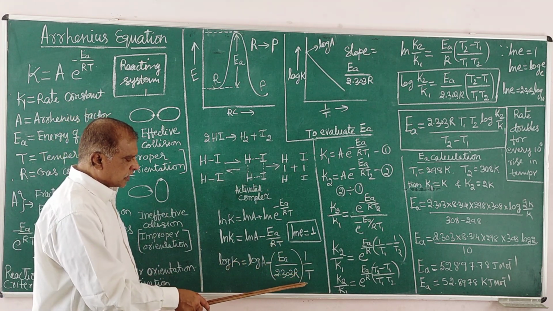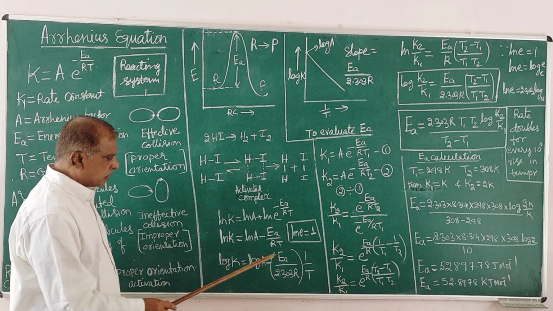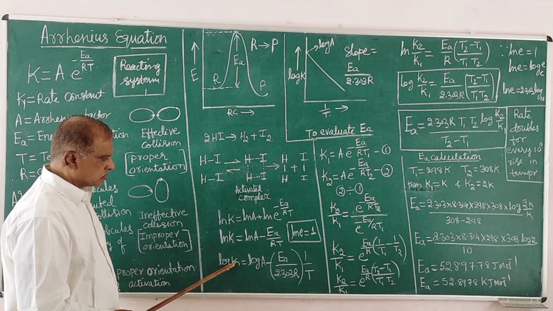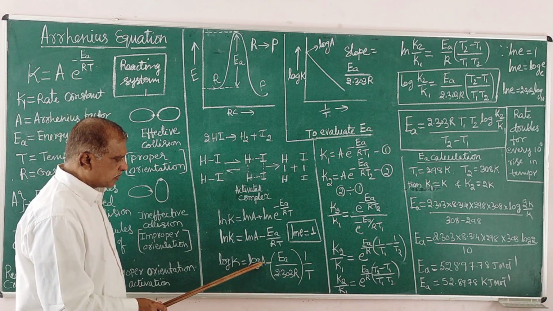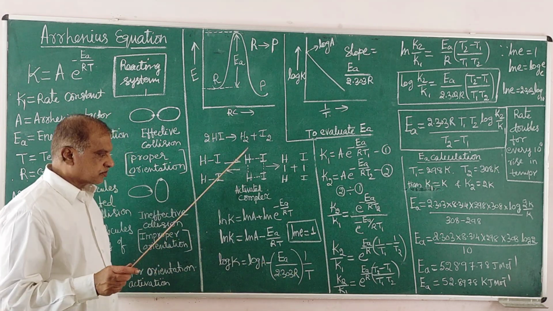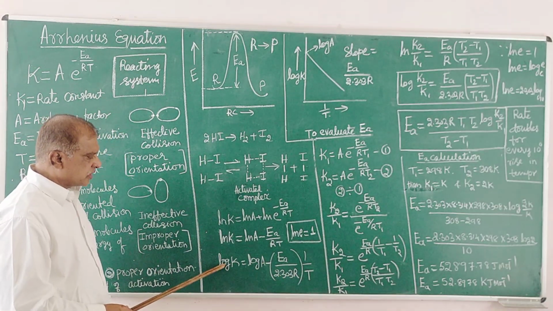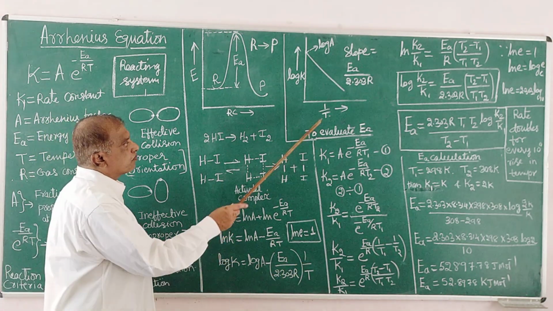So 1 by T we have taken separately. These are the variables: temperature and rate constant are the variables. These are the constants for a particular reaction. This is a universal constant for all the reactions. So when you draw the graph, it is a graphical notation between log k and 1 by T.